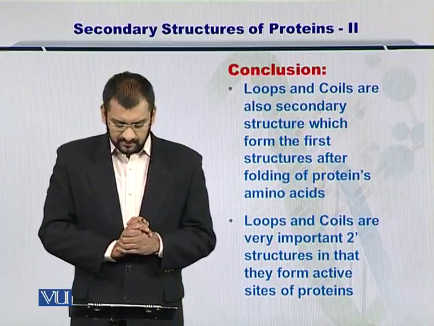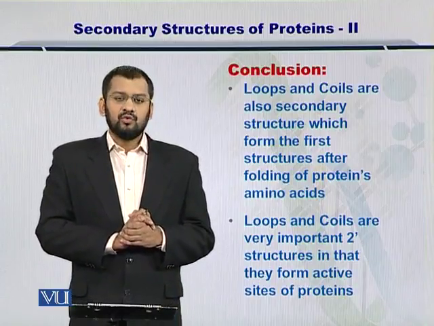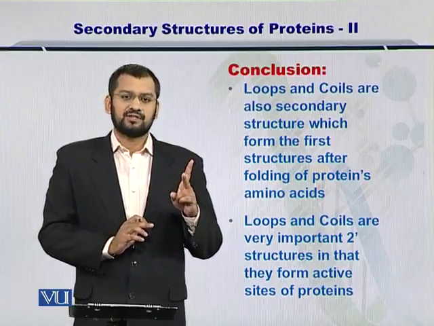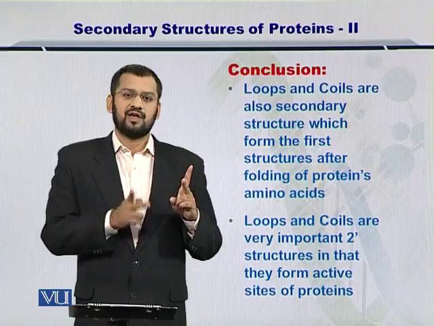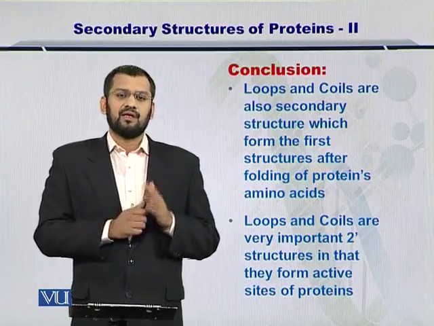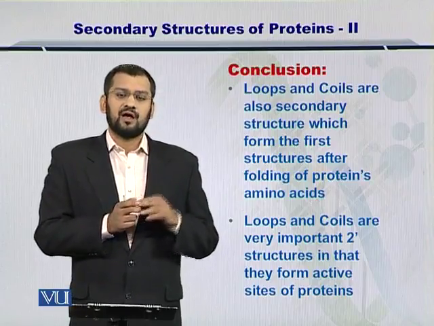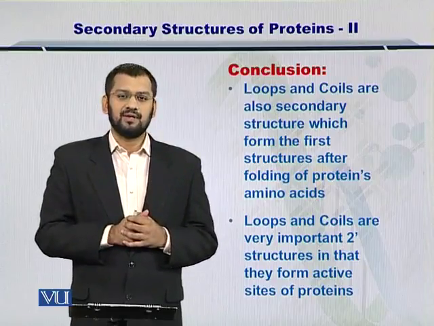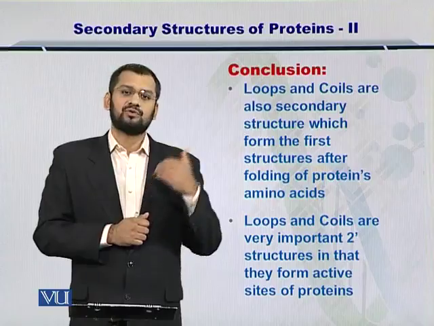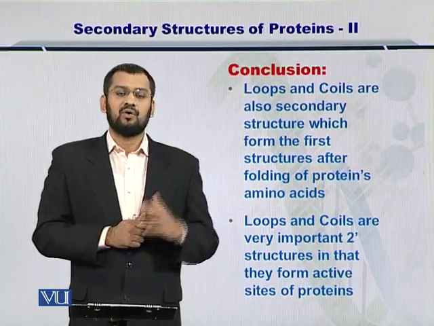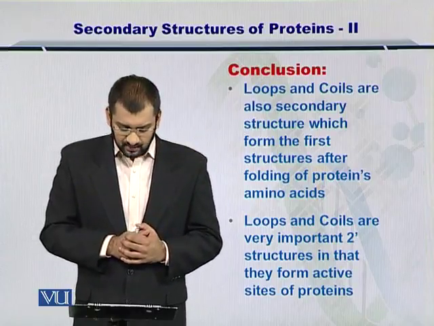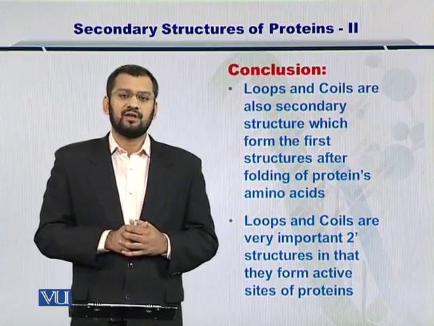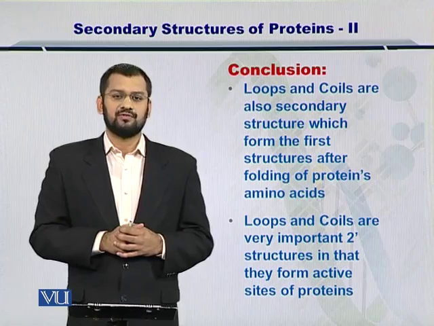So in conclusion, the loops and coils are two other forms of the secondary structures besides the alpha helices and beta sheets. The loops and coils are active. They are exposed on the surface of the protein. They help the protein to talk to the external world or other proteins. And also, they are mostly present in the active sites on the surface of proteins.